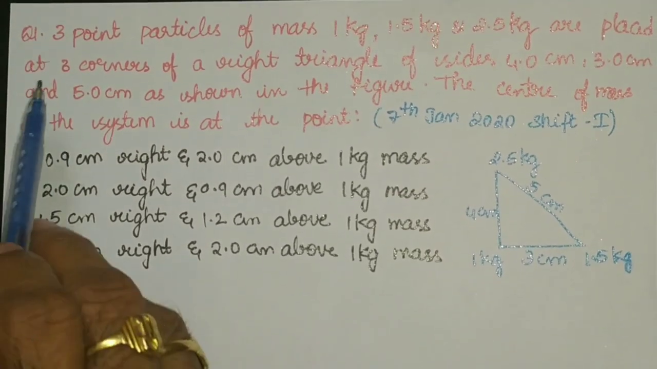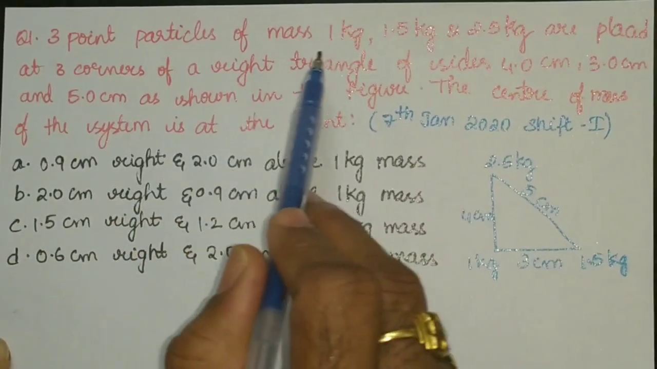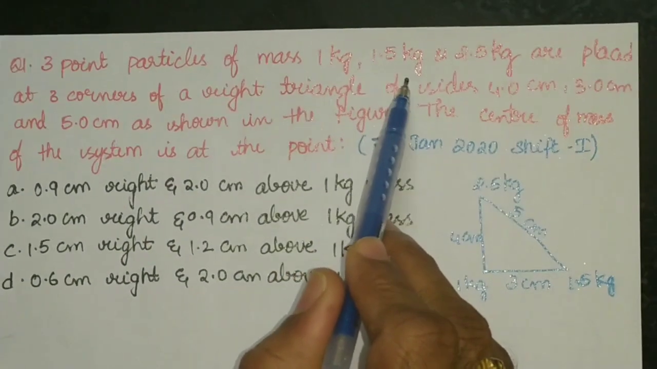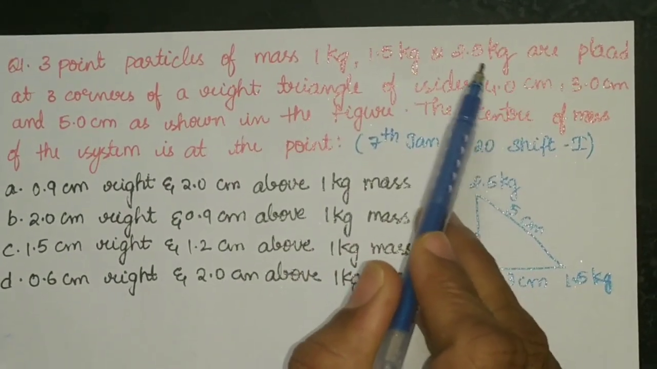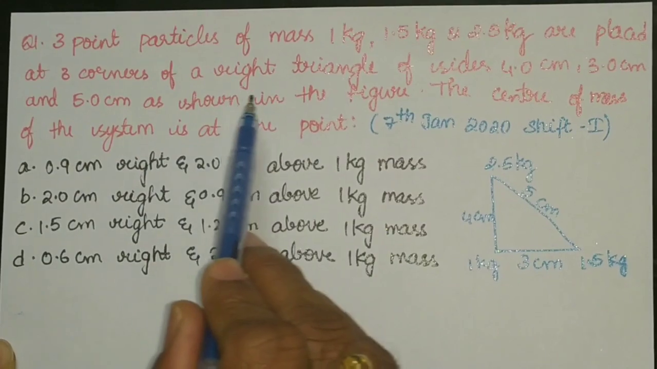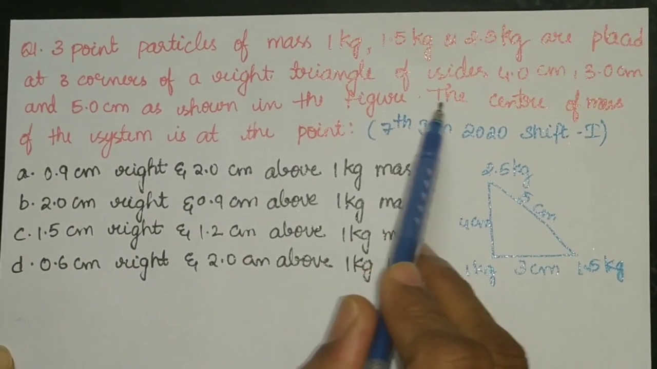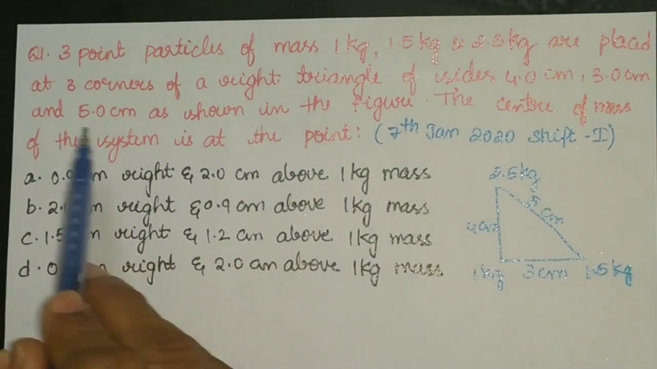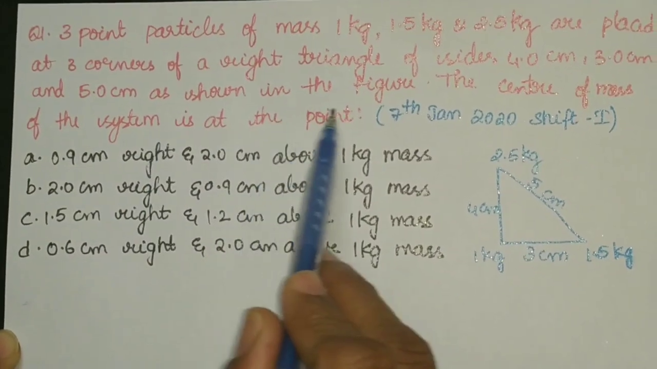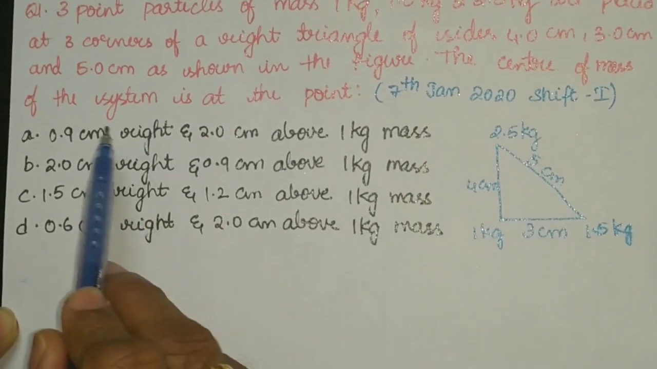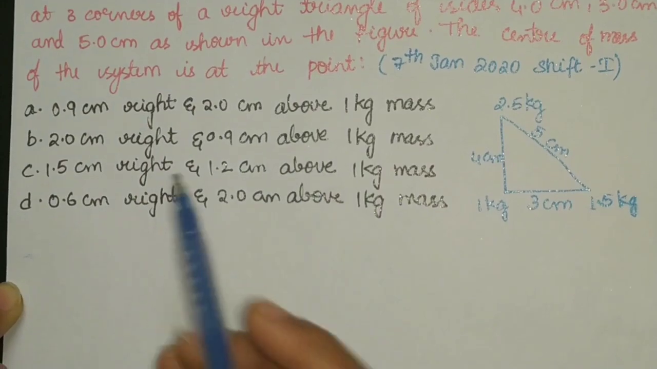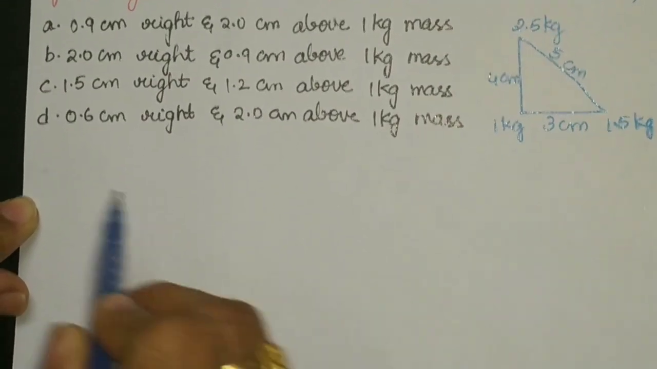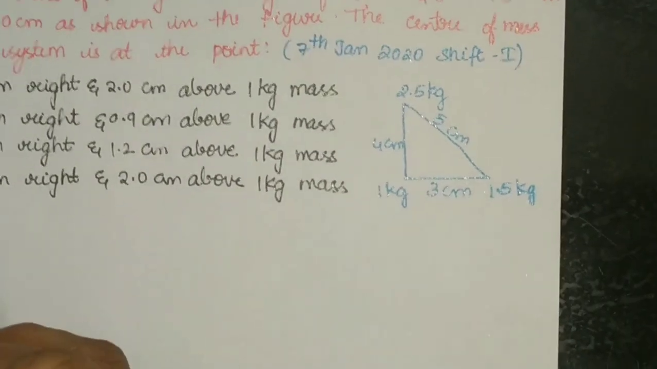First problem: three point particles of masses 1 kg, 1.5 kg and 2.5 kg are placed at three corners of a right triangle of sides 4 centimeters, 3 centimeters and 5 centimeters as shown in the figure. The center of mass of the system is at the point. So, the diagram is also given in the problem.